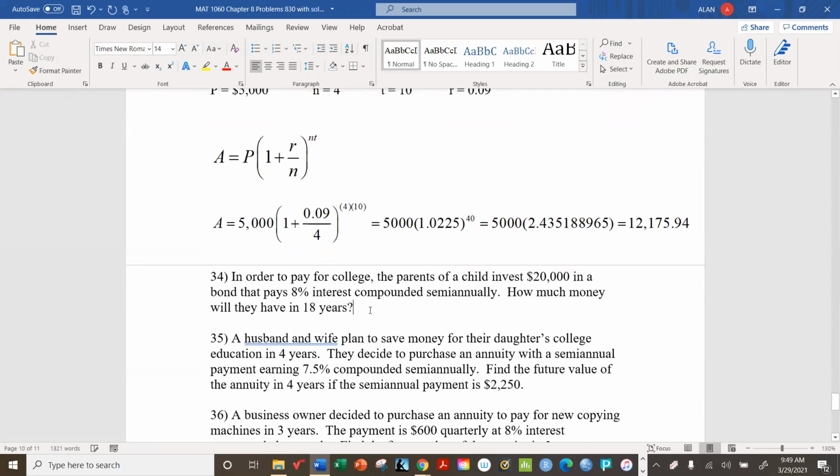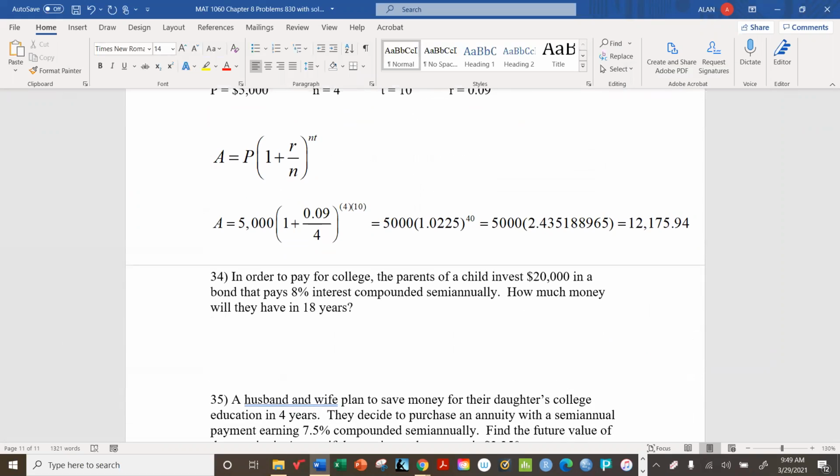Okay, now here, in order to pay for college, the parents of a child invest $20,000 in a bond. The interest rate is 8%. The compounding is semi-annual. And then again, they want to know how much they'll have in 18 years. Time is 18. So it's really the same exact problem, except with slightly different numbers. So let's plug those in.